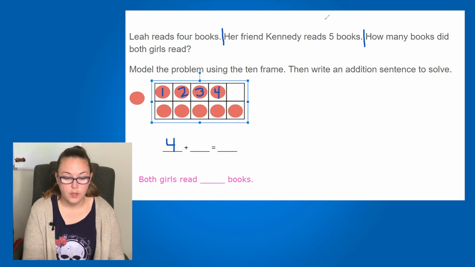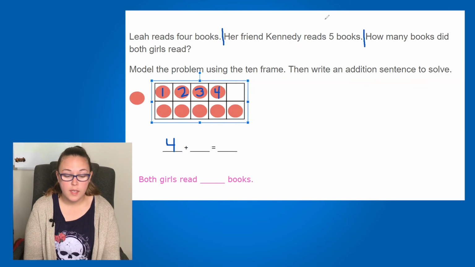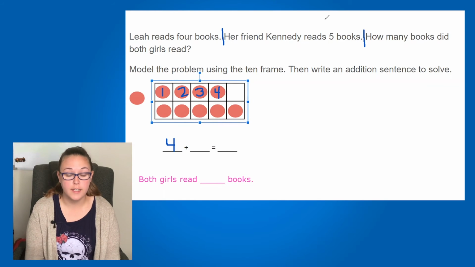Now, you're probably going to say that the next step is to count the number of counters on the second row. But I want you to remember what we know about a 10 frame. If the row is full, how many counters are on it? That's right. If the row is full, just like this second row, that means we have 5 in our 10 frame in that row. So the second number here is going to be 5.